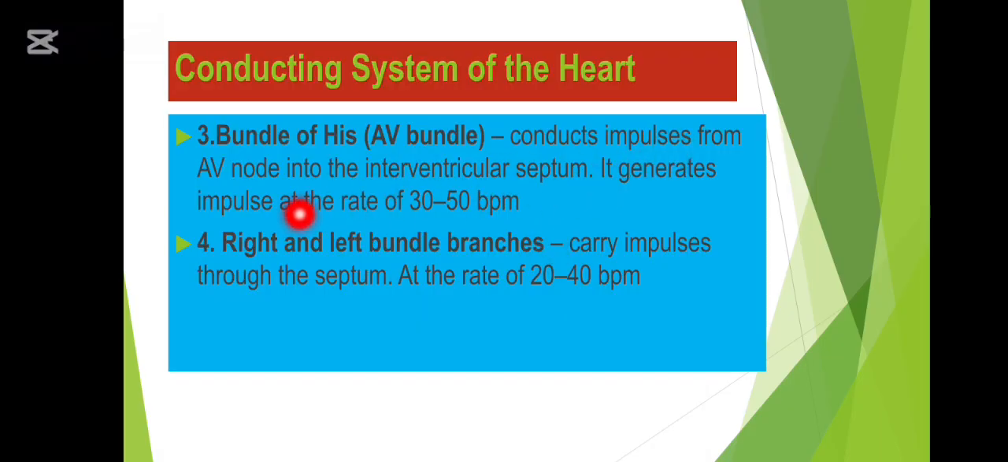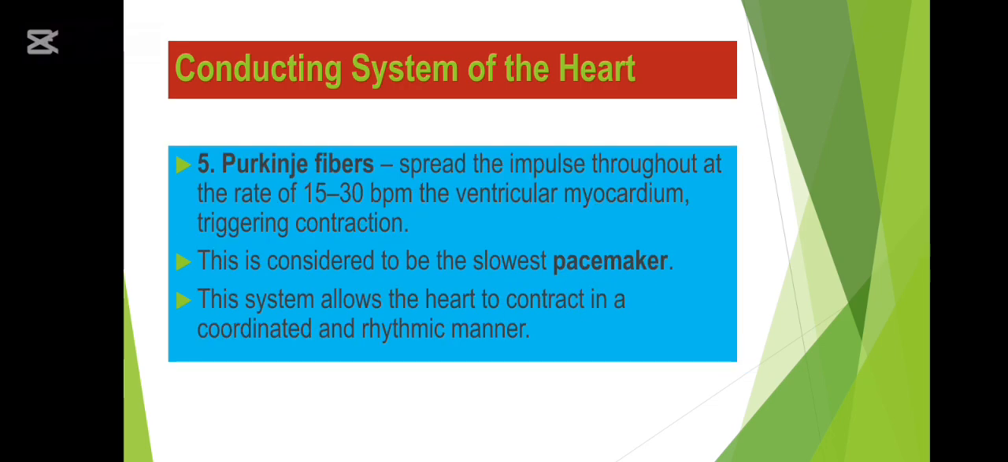So the bundle of His generates an impulse at the rate of 30 to 50. The bundle branches carry impulses through the septum at the rate of 20 to 40 beats per minute. Then finally, this electrical impulse goes to the Purkinje fibers. The Purkinje fibers spread the impulse throughout the ventricular myocardium at the rate of 15 to 30 beats per minute, triggering contraction. This is considered to be the slowest pacemaker, so you should be taking note of these statements.